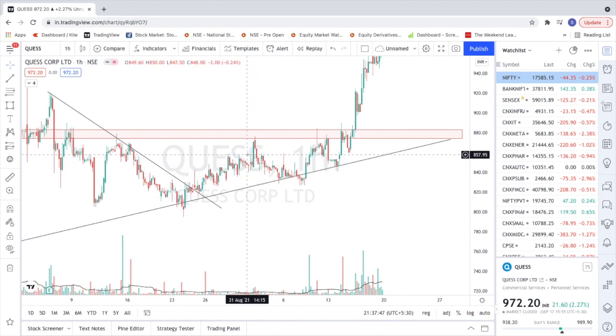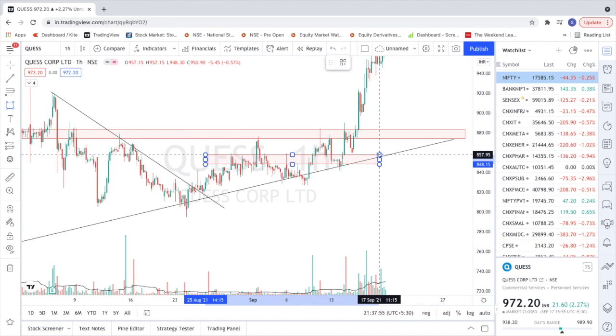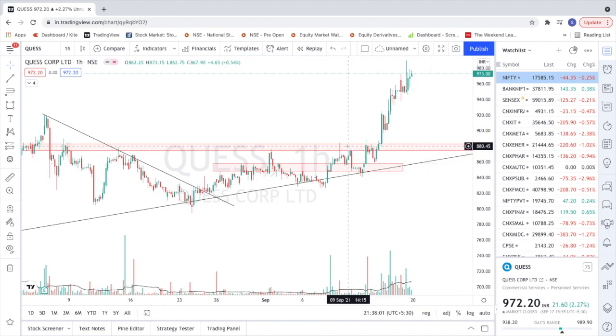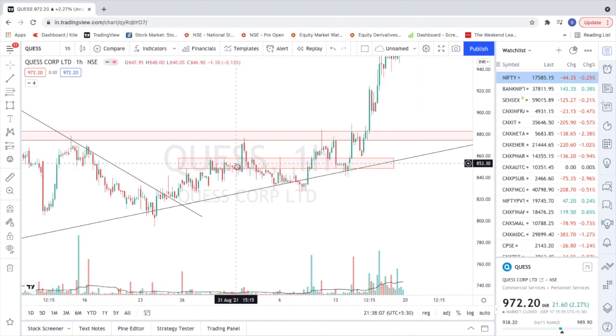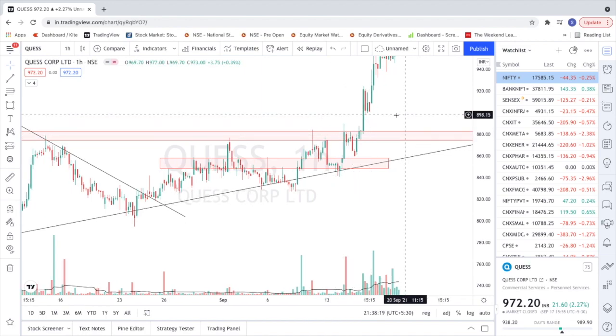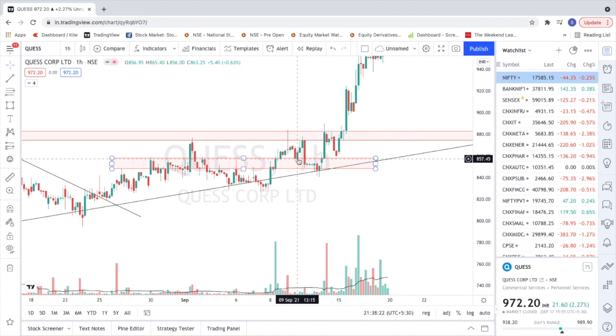When it started consolidating, I'll show you where I kept my entry and stop loss. One of the resistances was this. When I spotted this entry, I spotted this resistance point here, and I was pretty much sure that this time this resistance would get broken because it has been tested multiple times. So I took my trade here somewhere around this level. Let me show you.